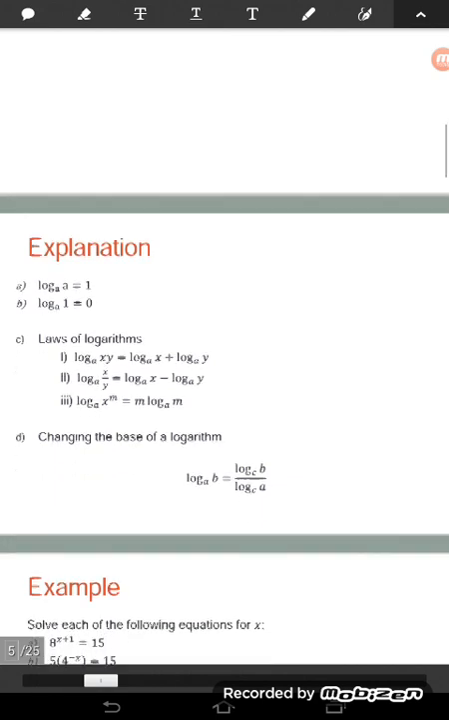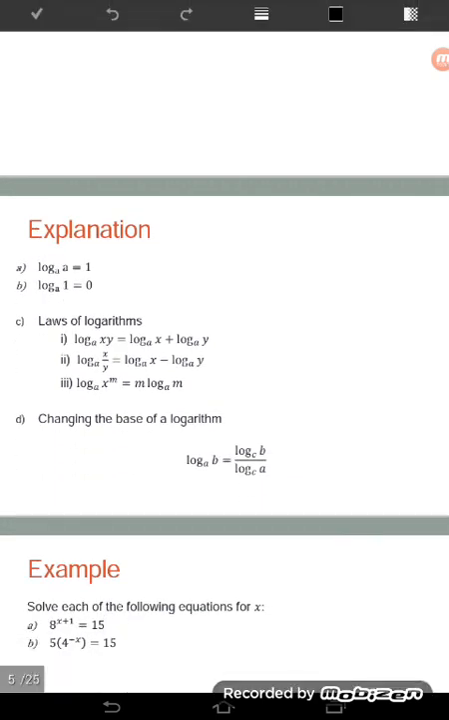Okay, so next. This one is the law of logarithms. For the law of logarithms, first you need to know log a base a. If a and the base are the same, so dia sama a, the answer is 1. And log 1 base a. For any log, if here is 1, the answer is 0. Dia akan jadi kosong.